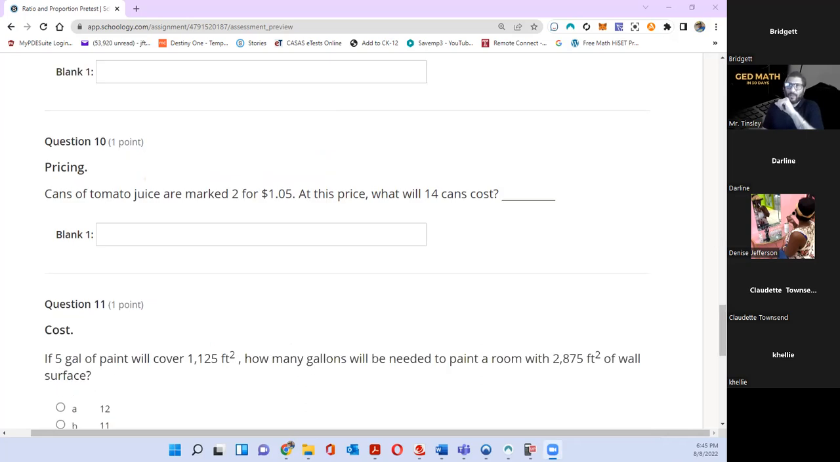I'm going to change this problem up a little bit. Instead of 14, I'm going to change this to 13. Okay, so if I wanted to set this up with equivalent fractions, I'll say 2 cans for $1.05 is equal to 13 cans. There's no number I can multiply 2 by to get 13. So I can't do equivalent fractions here.